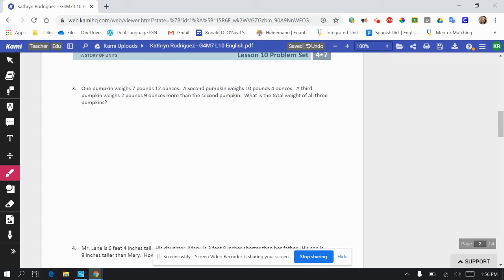Number 3, 1 pumpkin weighs 7 pounds, 12 ounces. A second pumpkin weighs 10 pounds, 4 ounces. A third pumpkin weighs 2 pounds, 9 ounces more than the second pumpkin. What is the total weight of all 3 pumpkins? All right, so we're going to go with 1, 2, and 3.